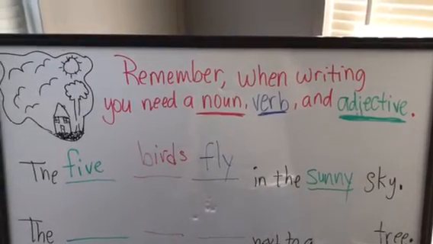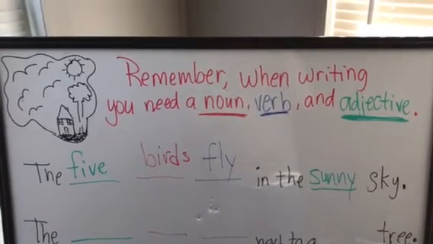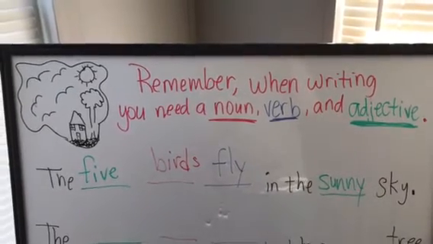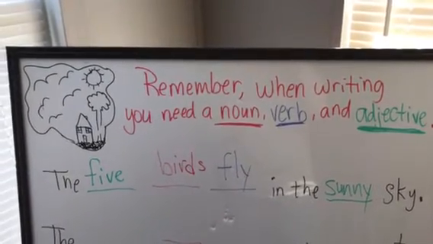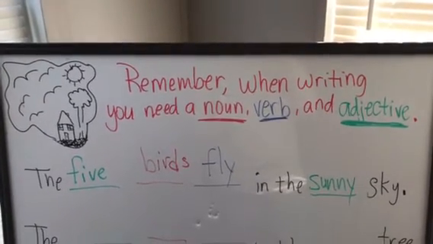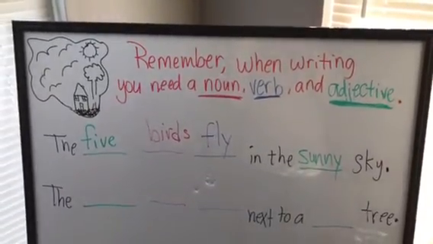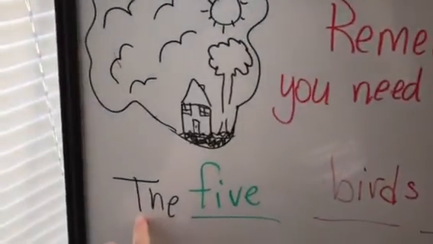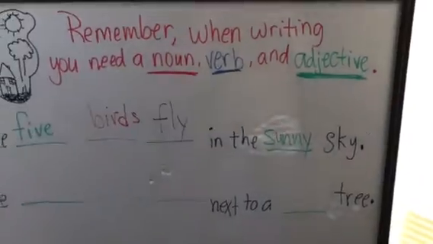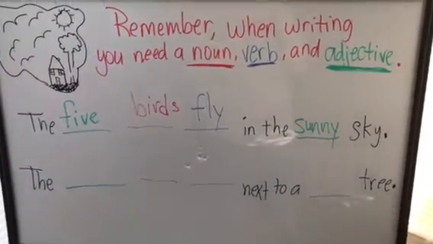Now I have my noun that tells me what my sentence is about, the birds. 5 telling me how many birds. I have my verb, fly, that's telling me what the birds do. And then I have sunny describing the sky. I have a capital first letter. My T is capital, and I have an ending mark. You must have an ending mark and a capital first letter to make it a good complete sentence. All right, let's go to the next sentence.